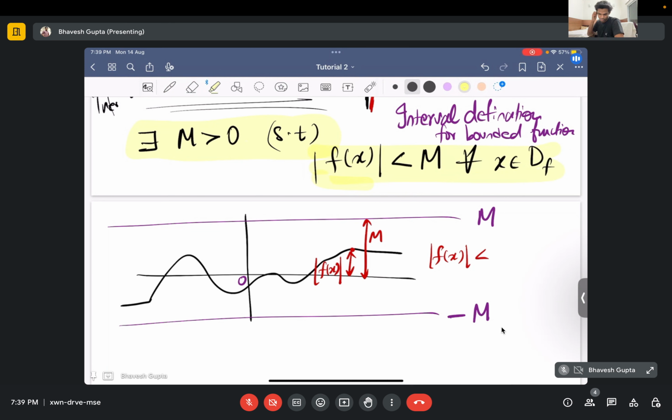So what I see here is that mod of f of x is less than M. No matter what point you select, for example over here also you can see this is mod of f of x, and correspondingly you have the distance M.